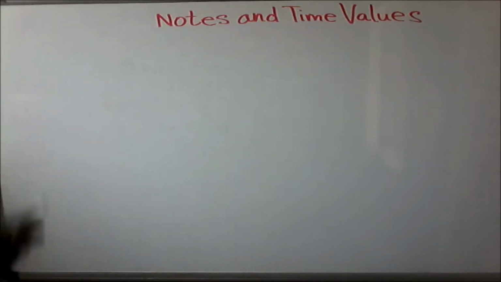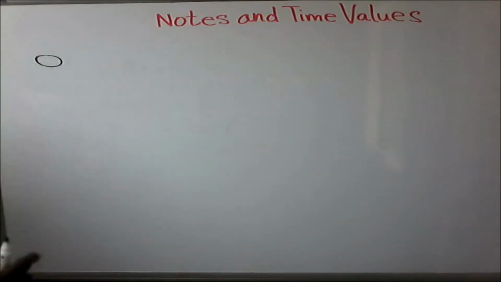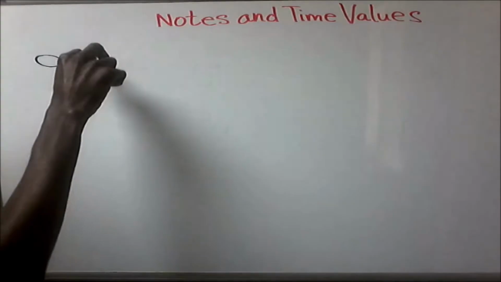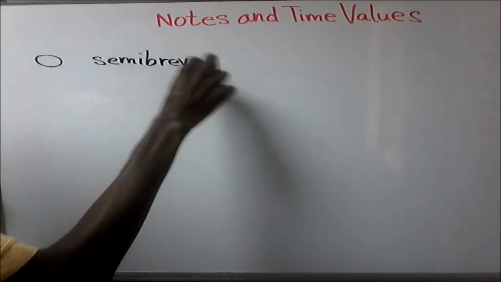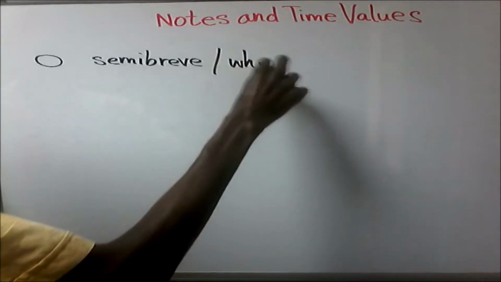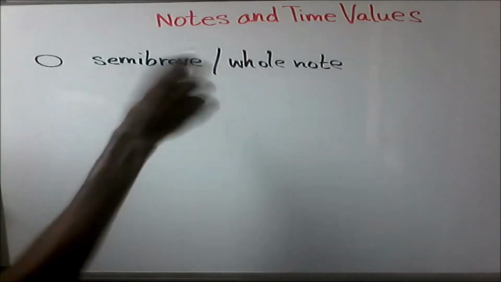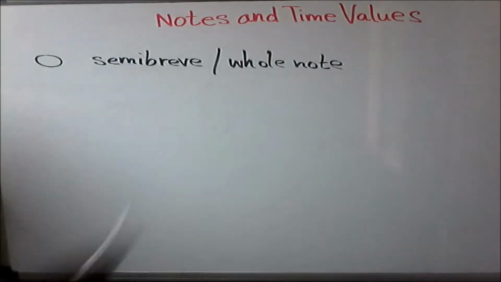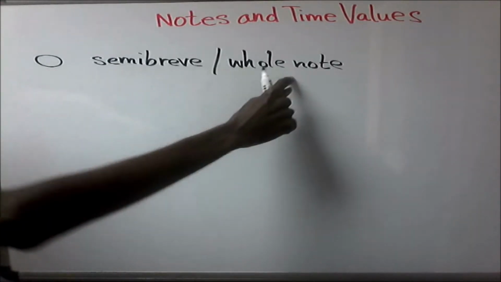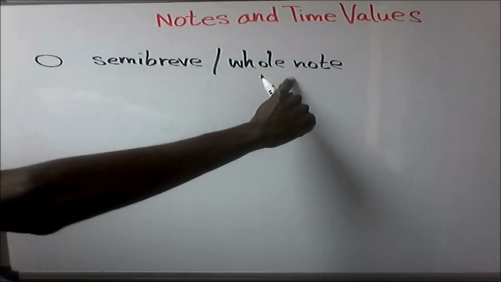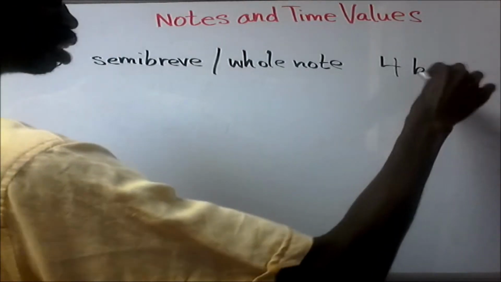Now, the first note that we're going to look at is this note. This note is shaped like an oval or an egg and is referred to as a semibreve. It is also referred to as a whole note. The fractional names are the American names, and semibreve is the English name. We're going to explain the fractional names, as there's a reason why the Americans use them, and we're going to get to that in a minute. It's worth 4 beats.